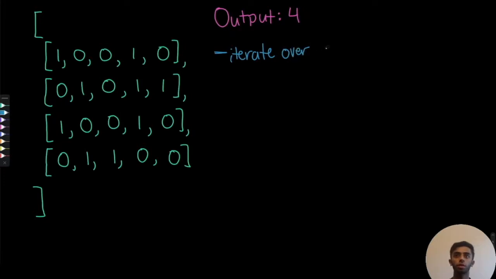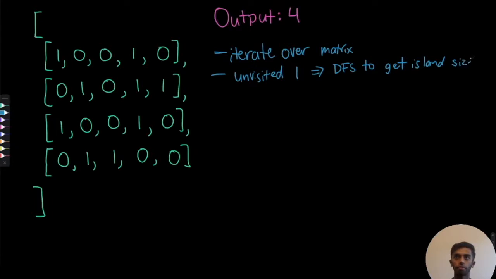So here we'll iterate over the matrix and we'll say if we get an unvisited one, then what do we want to do? We want to DFS to get the island size, and the rest from there is pretty intuitive. You just want to keep a max variable, so I won't write that out.